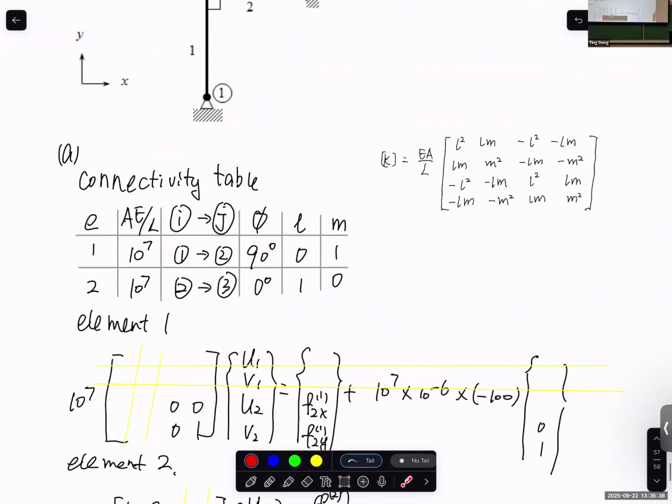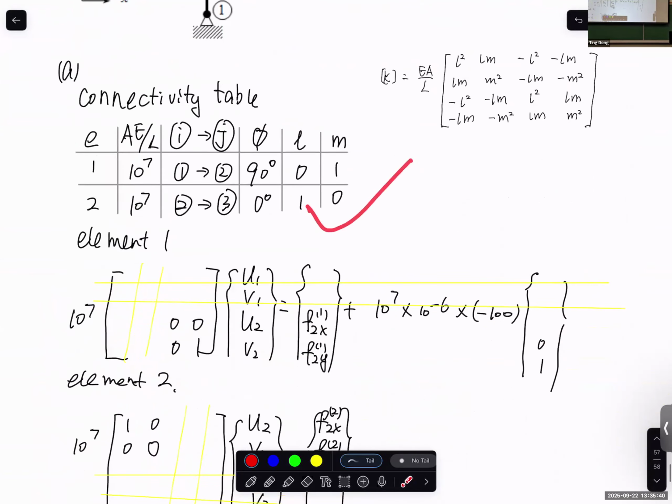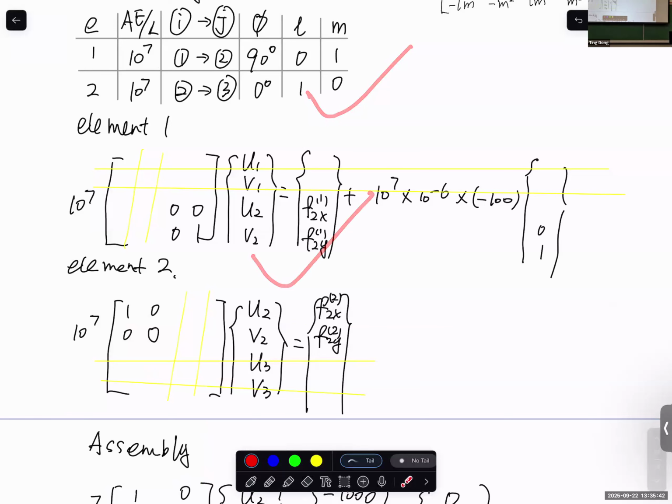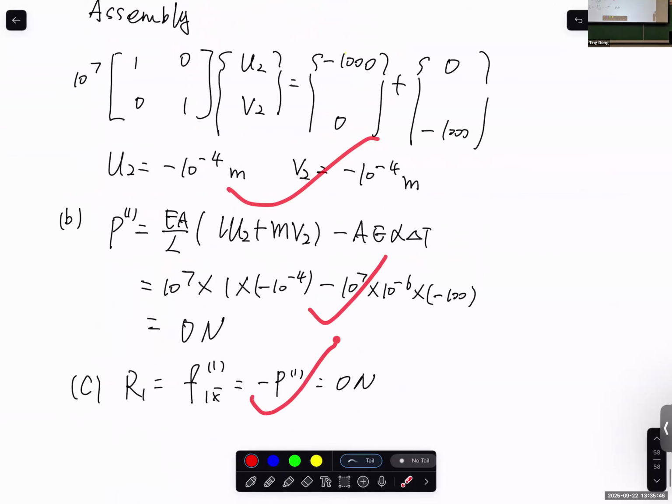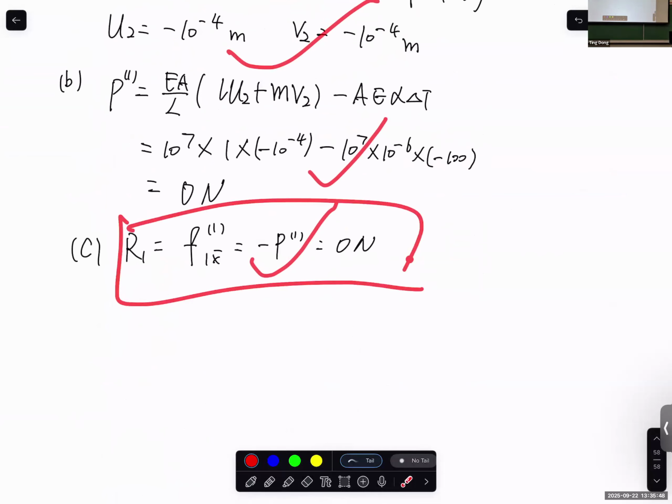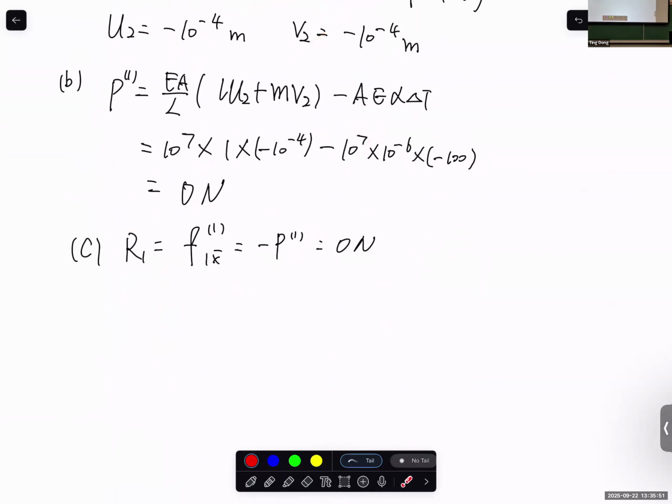The last question, again, uses a collective table. This is for element 1 with temperature change. Element 2 has no temperature change. Solving for the unknown element force and reaction force. And again, for the reaction force here, I use the method I talked about in class.